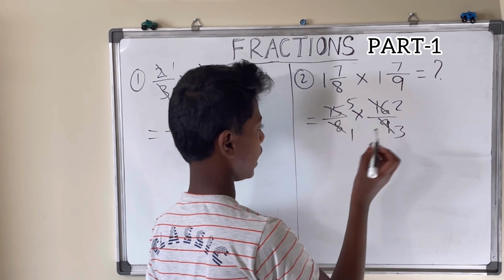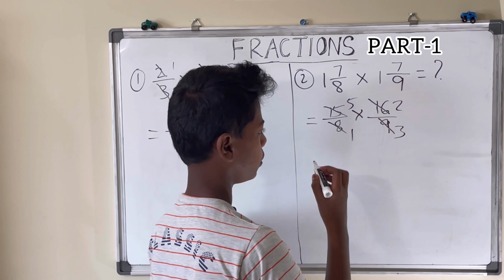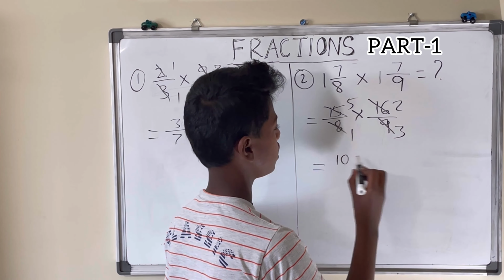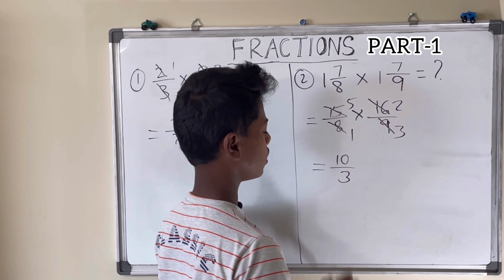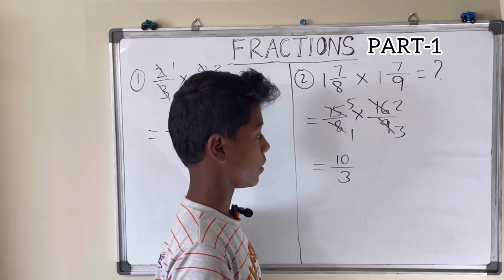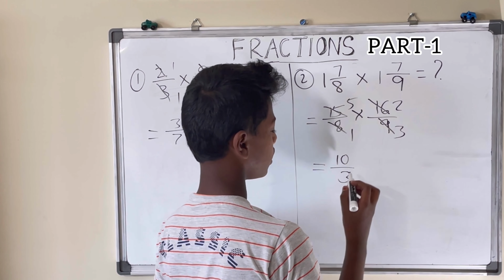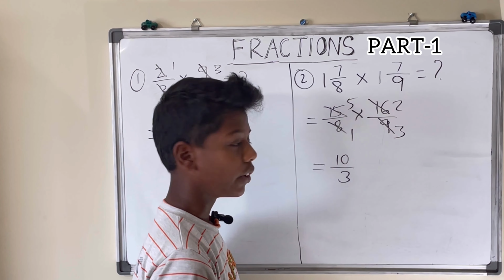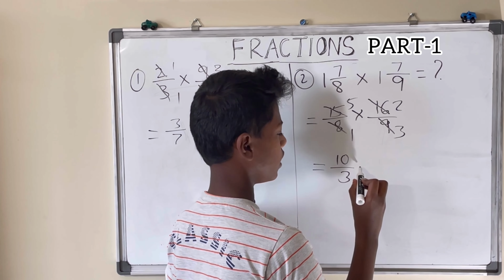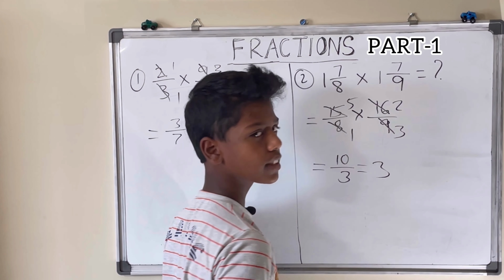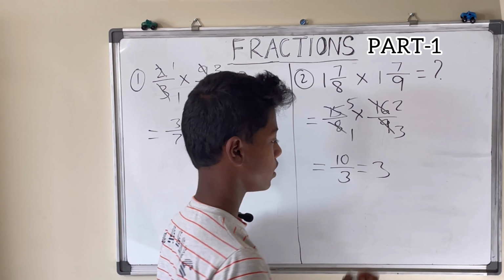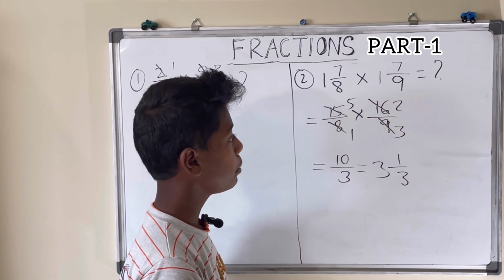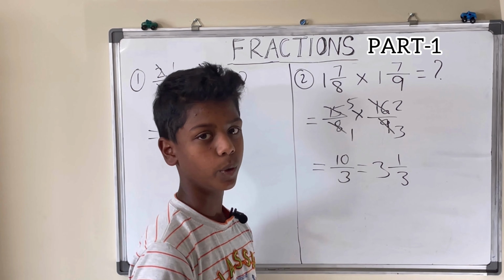Now we can't factor this out anymore, so we have to multiply. I'm going to put another equal sign. 5 times 2 is 10. 1 times 3 is 3. Now we can still reduce this, right? So I'm going to see how many 3's go into 10. 3 3's go into 10. So I'm going to write another equal sign and write 3. Now what's left? Well, there's 1/3. So I'm going to write 1/3 beside our 3. So 1 7/8 multiplied by 1 7/9 equals 3 and 1/3.